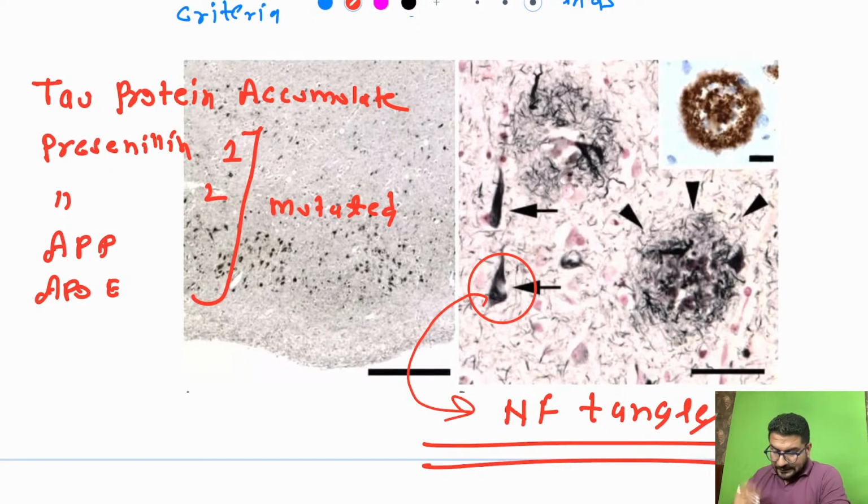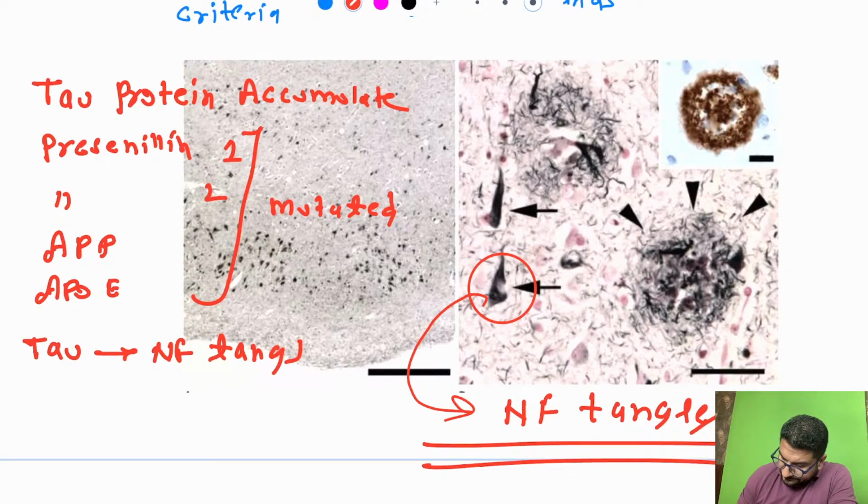Then understand, this tau protein, what will they form? This tau protein will form neurofibrillary tangles. And diagnosis is again clinical.